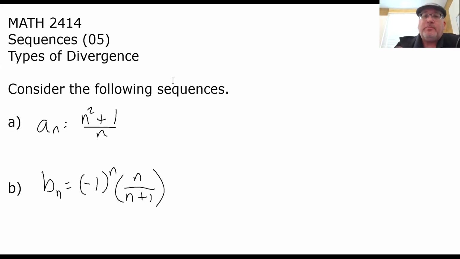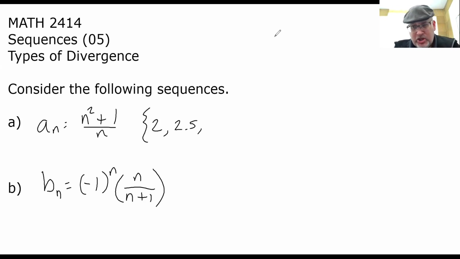But regardless, let's just take a look at this sequence for a second and see if we can make some sort of real quick observation. If you're not told where the sequence starts, you just assume it starts at 1. If we put 1 into (n squared plus 1) over n, we get 2 over 1, which is 2. If we put 2 into n, we get 5 over 2. Let's just go ahead and write that as 2.5.